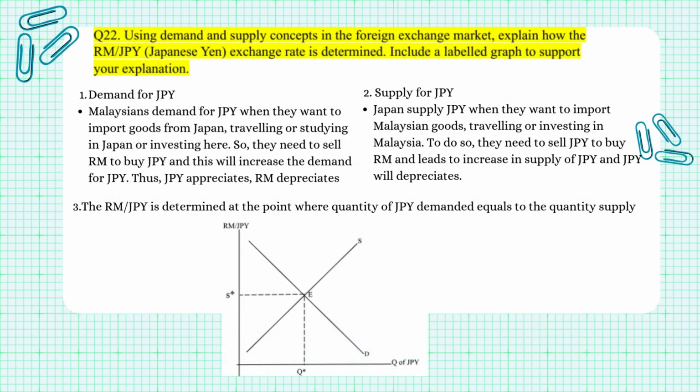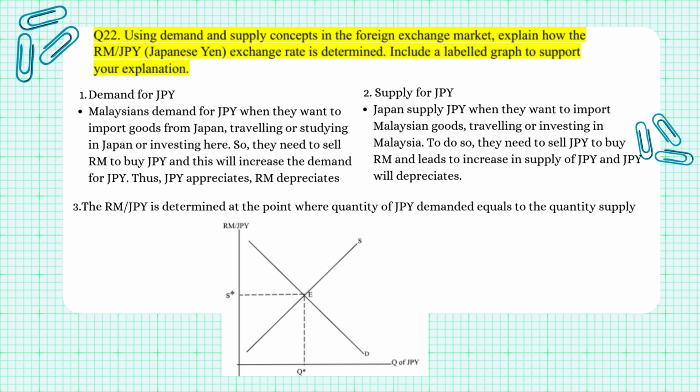Question 22. Using demand and supply concepts in the foreign exchange market, explain how the RM over Japanese yen exchange rate is determined. Include a labeled graph to support your explanations. So the first one is demand for Japanese yen. Malaysians demand Japanese yen when they want to import goods from Japan, travel or study in Japan, or invest there. So they need to sell RM to buy Japanese yen, and this will increase the demand for Japanese yen. Thus, the Japanese yen appreciates and RM depreciates.